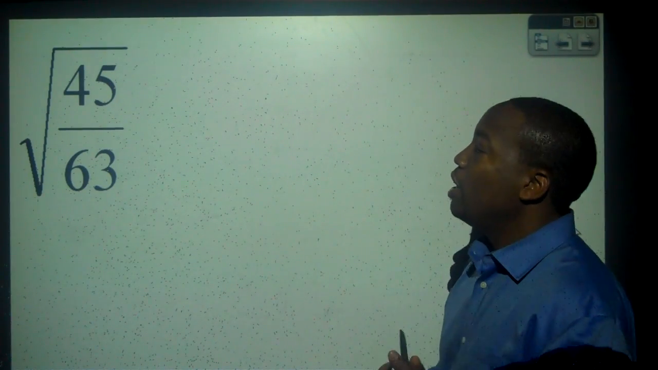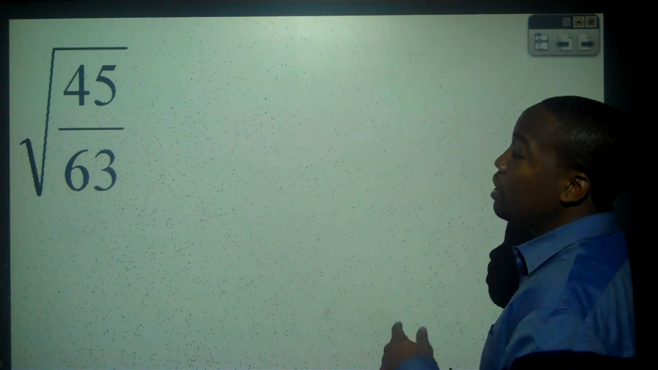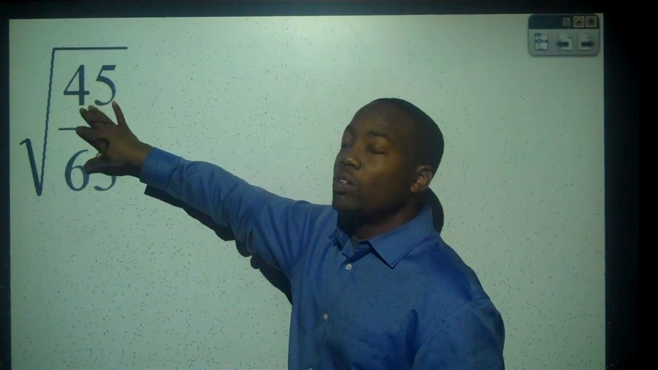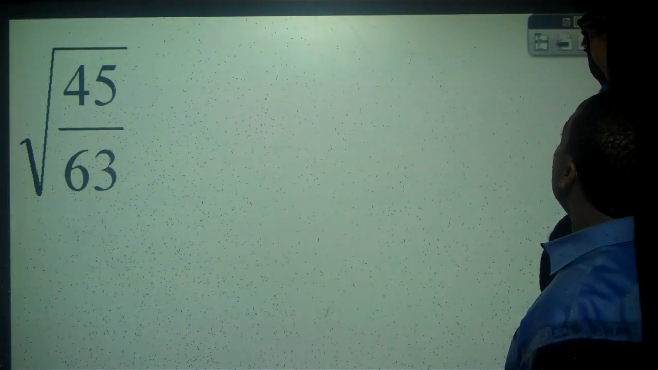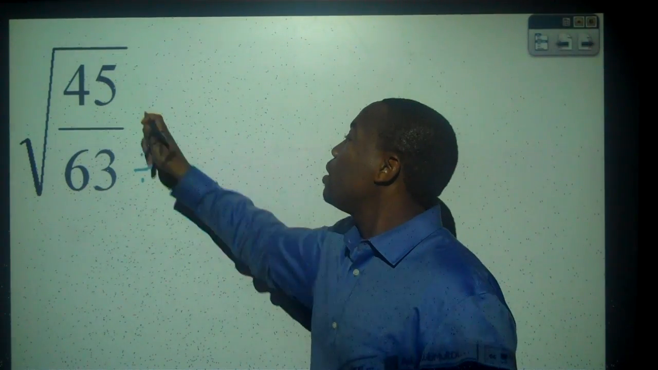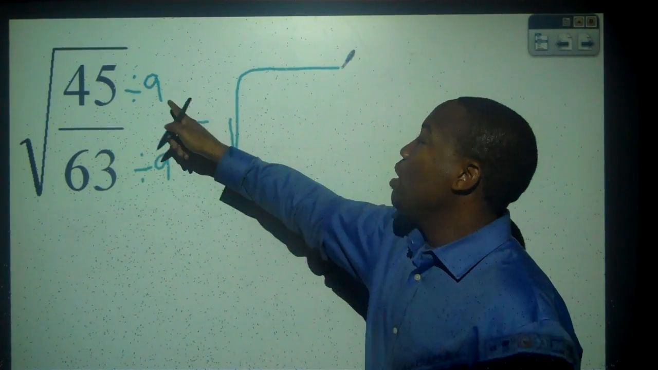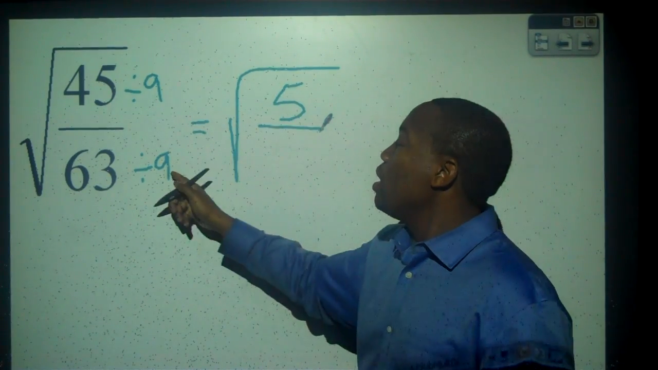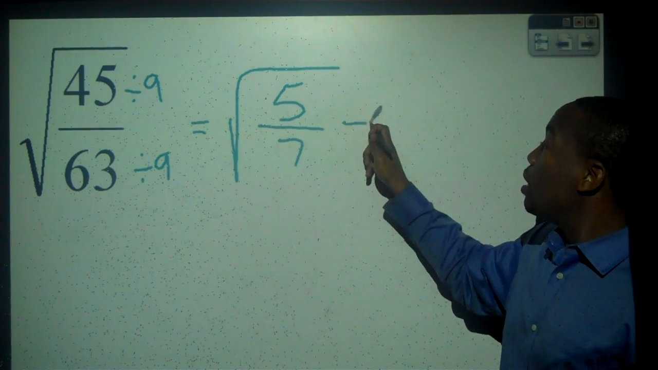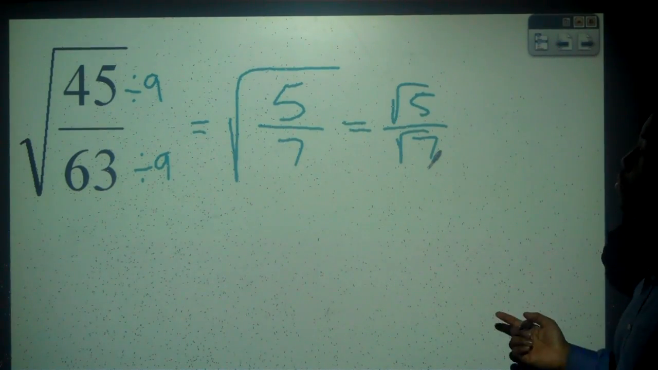Now, this one has a couple more steps than we've been doing, but as you see, it brings everything together. So the first thing is I don't have a radical denominator, so I don't have to worry about it. But what can we do? We have to divide by something. So what can I divide by first? What I can divide by is 9, right? Divide this one by 9, divide this one by 9. And what I get is the square root of 45 divided by 9 is 5. 63 divided by 9 is 7. Now I can break this down a little more, and that would be square root of 5 over square root of 7.